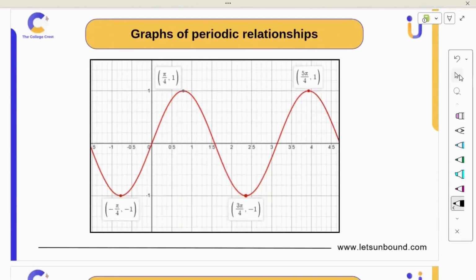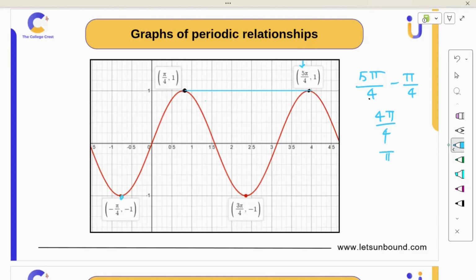Here is one example of a graph in a periodic relationship. It keeps on repeating a wavy pattern. And how do you find the period from the graph? Very simple. You look for the peak points and subtract them, like finding the distance between them. That is the length of the period, or one cycle. You don't touch y values for finding the period; you should use x values. 5 pi by 4 minus pi by 4 is 4 pi by 4, and the period is pi.